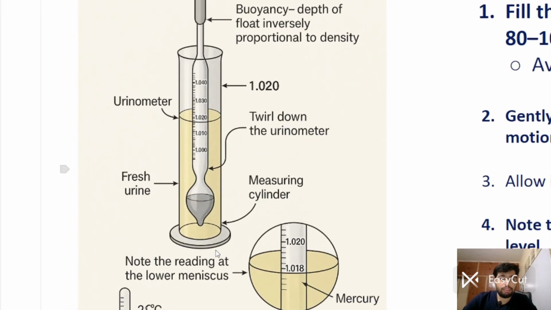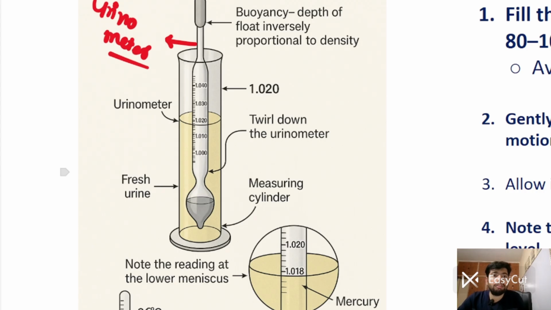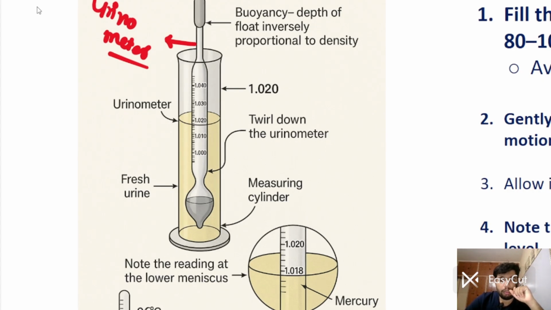You can see the very clearly shown diagram. This particular thing is a urinometer, which is used to measure urinary specific gravity. So you have to take fresh urine, about 80 to 100 ml, and fill it in a cylinder. I will show you the procedure, how you will perform it.